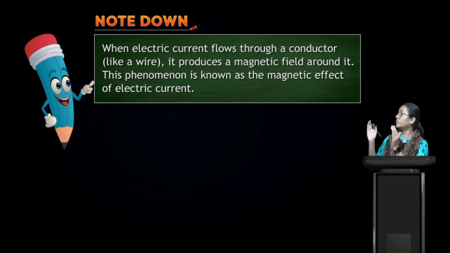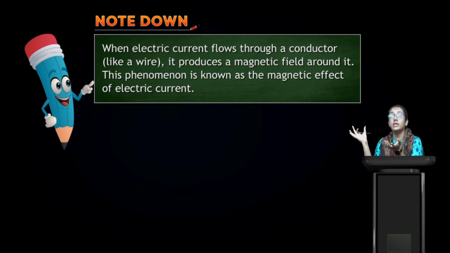So note down, everyone. When electric current flows through a conductor like a wire, it produces a magnetic field around it. This phenomenon is known as the magnetic effect of electric current. Whenever we allow the current to pass through the electric wire, a magnetic field is generated around the electric wire.